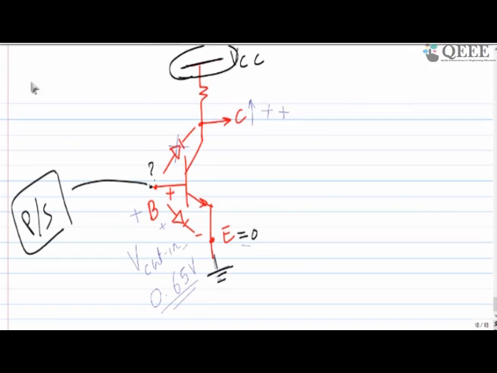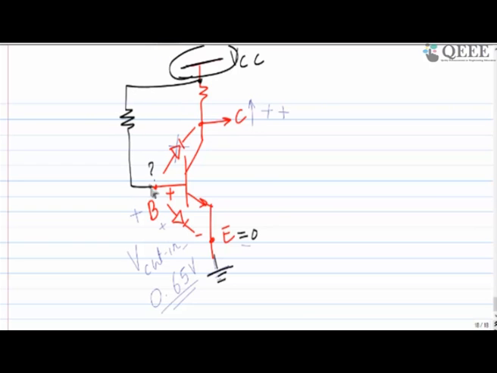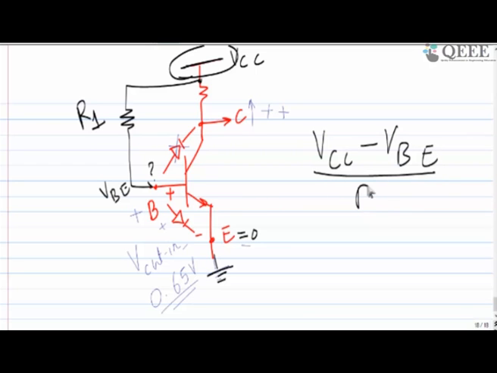There is one technique: I connect a resistance from here to here. Let's call this R1. Now, the potential here is VBE with respect to the emitter, and this is VCC, so VCC minus VBE divided by R1 is equal to IB.